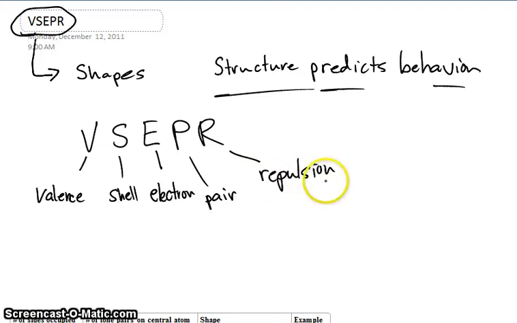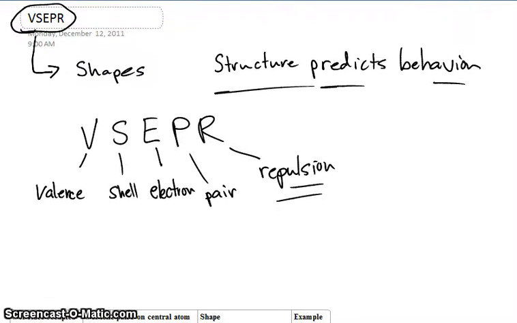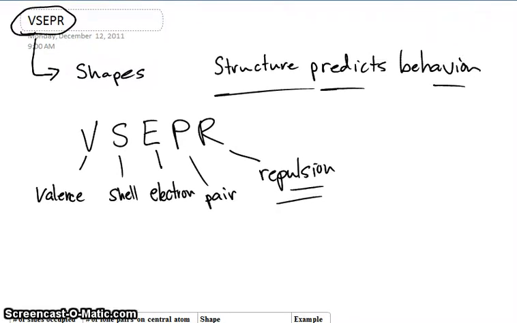Why do we care about repulsion? Because remember, electrons have the same charge, and if they have the same charge, they repel each other. So we can determine the shape of the molecule based on how the electron pairs push each other away, trying to get away from each other. Well, what keeps the molecule together? The nucleus has protons, and those protons hold everybody together.